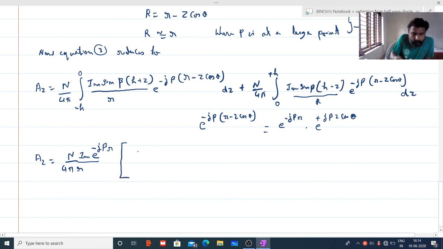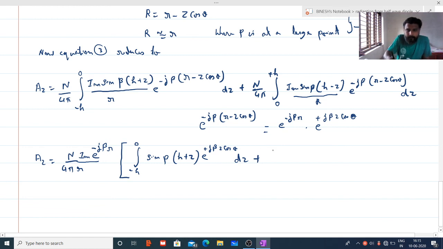Both terms have the common term. Integral from minus h to 0 of sin beta (h plus z) e raised to plus j beta z cos theta dz, plus integral from 0 to plus h of sin beta (h minus z) e raised to plus j beta z cos theta dz.